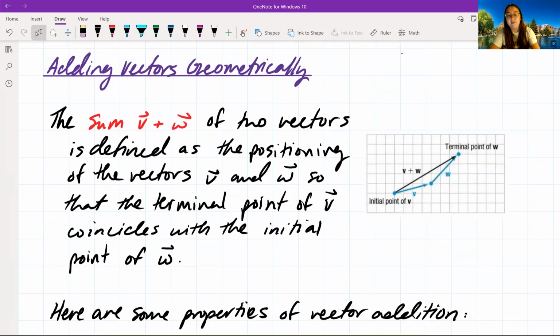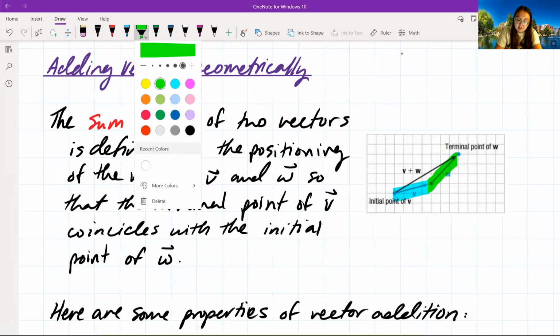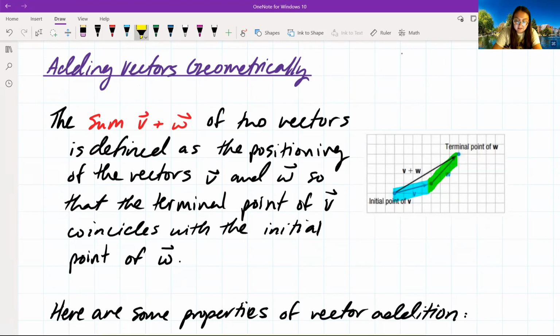So if we want to think about adding vectors geometrically, the sum, vector V plus vector W, of two vectors is defined as a positioning of vectors V and W so that the terminal point of V coincides with the initial point of W. So if you start from your initial point of V and you go to W, then you add from the initial point of W to the terminal point of W, and then you connect those lines to create your one solid line of V plus W.